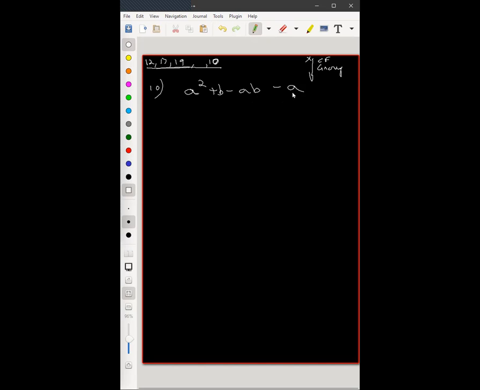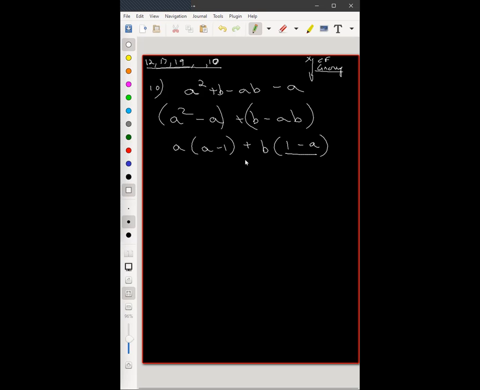So the next option would be to rearrange and group. If I group these two terms, is anything common in these two? No. So we have to rearrange. Let's try a squared minus a plus b minus ab. So a and a here. Now let's group this: a bracket a minus 1 plus b into 1 minus a.